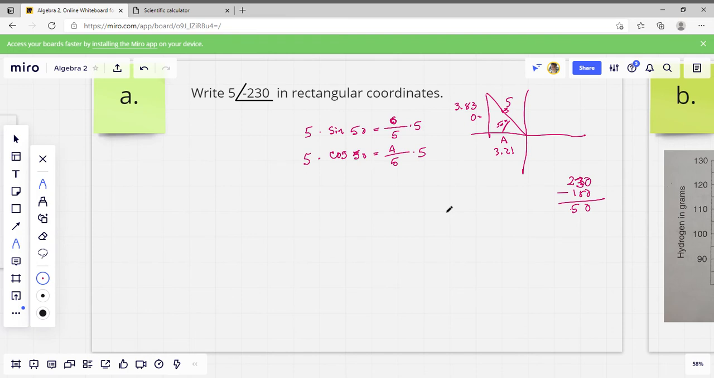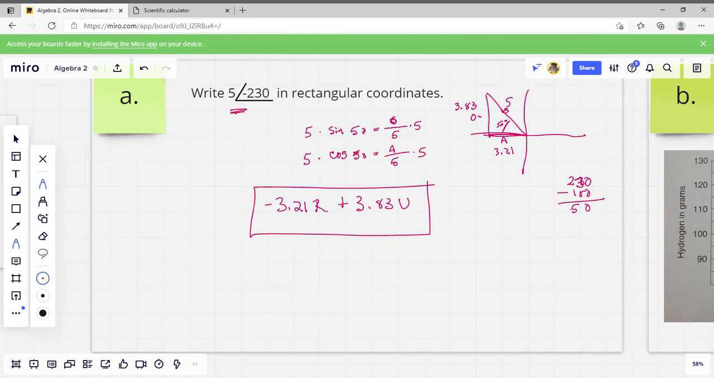So to change that into rectangular coordinates, we went to the right, negative 3.21 to the right, and then we went positive 3.83 up. So there's our rectangular coordinates for that polar coordinate with a negative.